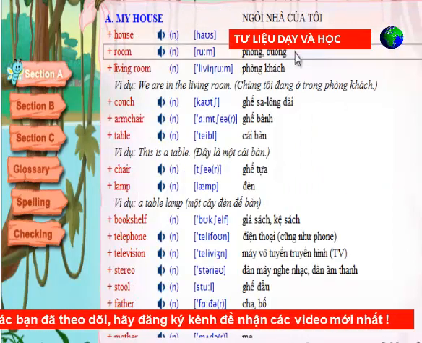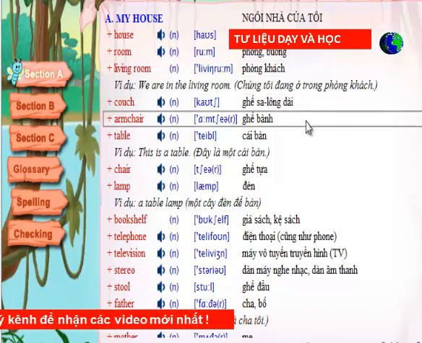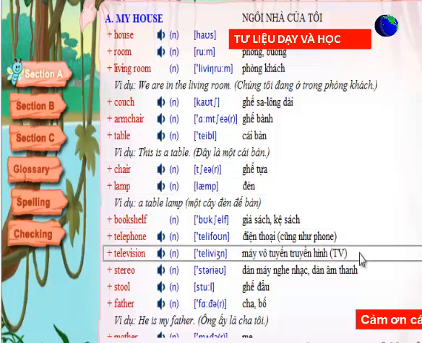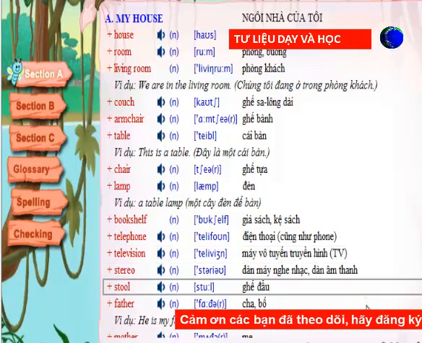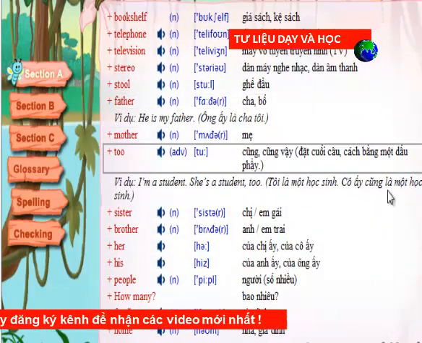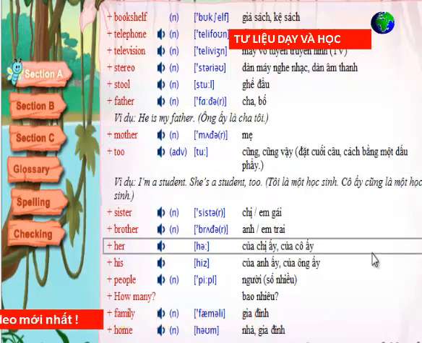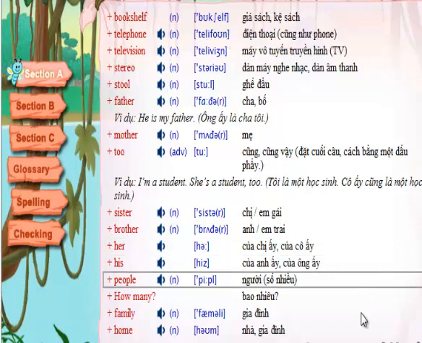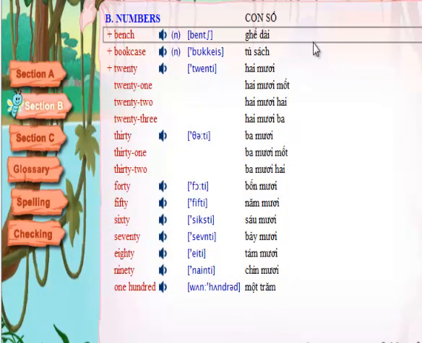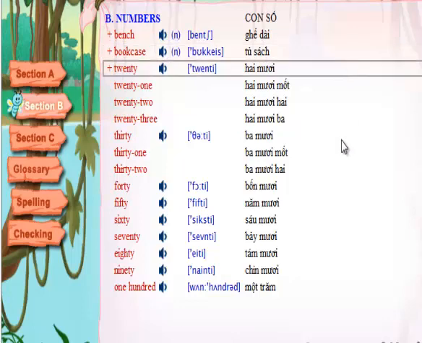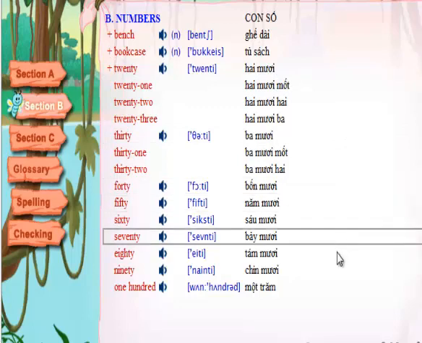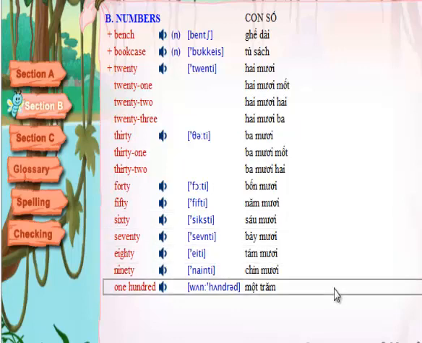House, room, couch, armchair, table, chair, lamp, telephone, television, stereo, stool, father, mother, two, sister, brother, her, his, people, family, home, bench, bookcase, 20, 30, 40, 50, 60, 70, 18th, 19th, 100.